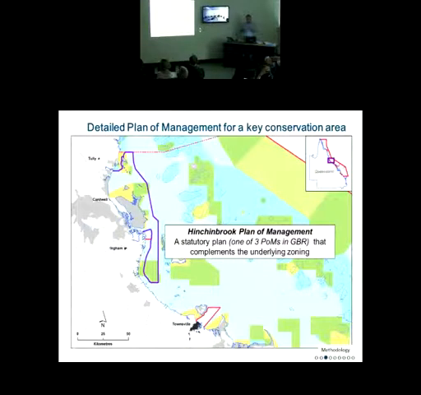This is one of several plans of management we've got in the marine park for high use, or in this case, a high conservation area. So this is again a statutory plan, but it's sitting on top of the underlying zoning.